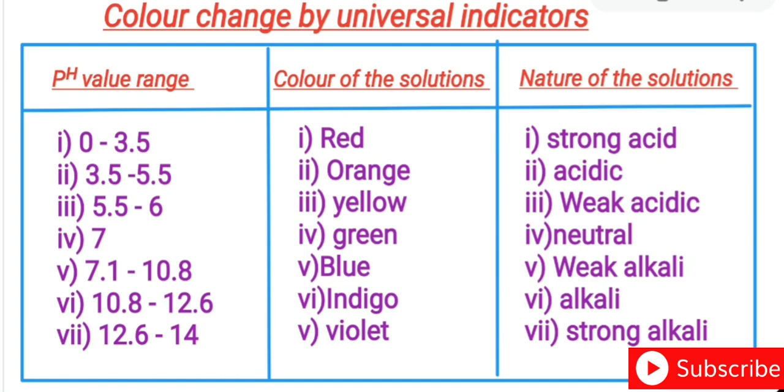If it is 7.1 to 10.8, it is blue in color, and the nature of the solution is weak alkali. If it is 10.8 to 12.6, then the color of the solution is indigo and the nature of the solution is alkali. And if it is 12.6 to 14, it is violet and it indicates the presence of a strong alkali.